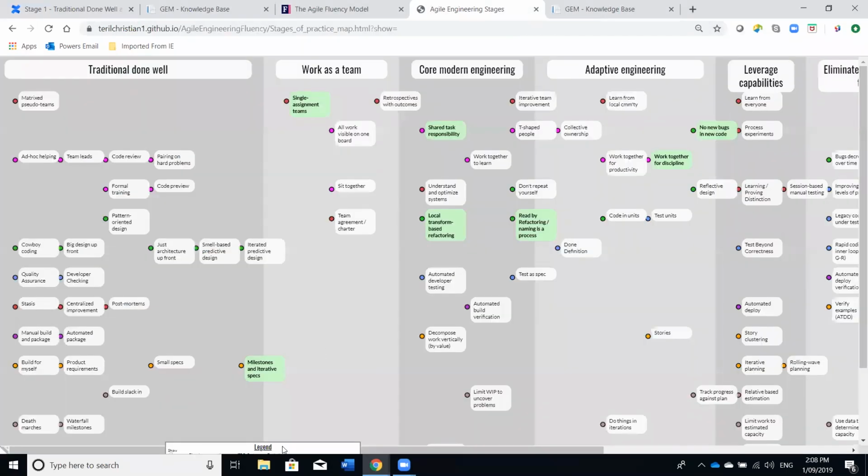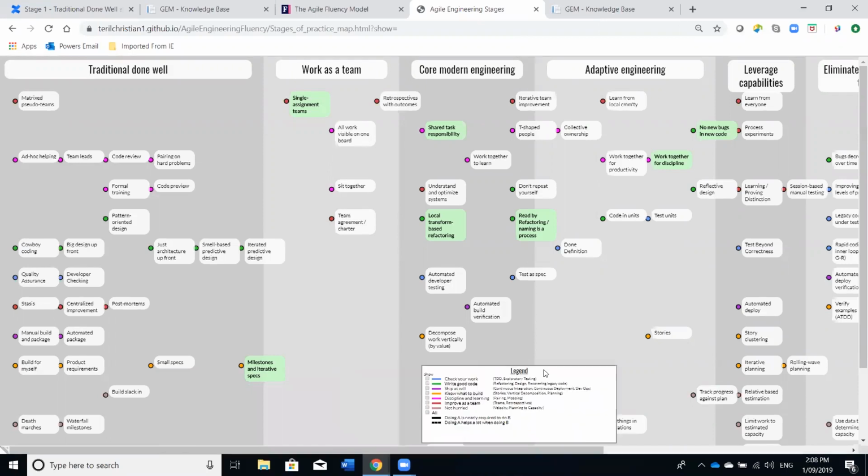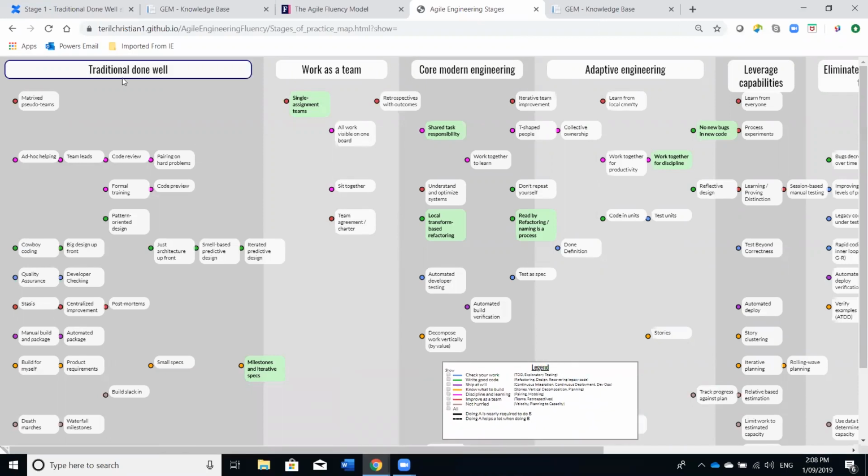If you look at the Agile Engineering Fluency model, you'll see two stages. One stage is traditional done well. The second stage is work as a team. We actually combine these together to make them one stage. The reason behind this is we feel like most people are doing at least some of this. There are a lot of practices here, but a lot of these practices aren't enabling practices. Some of them, like build for myself, might just be where this person's at this time, and that's fine.